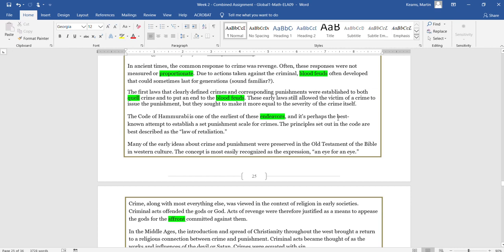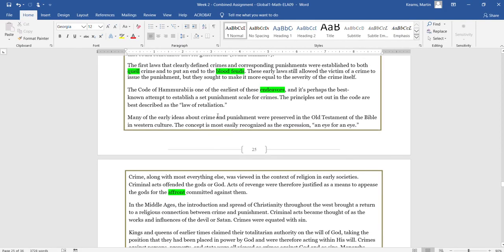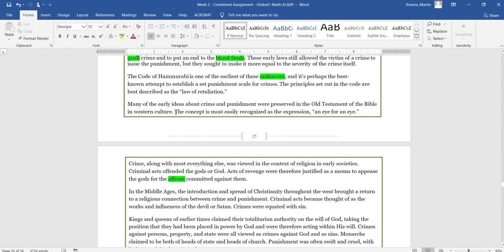These early laws still allowed the victim of a crime to issue the punishment, but they sought to make it more equal to the severity of the crime itself. The Code of Hammurabi is one of the earliest of these endeavors, and it's perhaps the best known attempt to establish a set punishment scale for crimes. The principles set out in the code are best described as the law of retaliation. Many of the early ideas about crime and punishment were preserved in the Old Testament of the Bible and Western culture. The concept is most easily recognized as the expression, an eye for an eye.